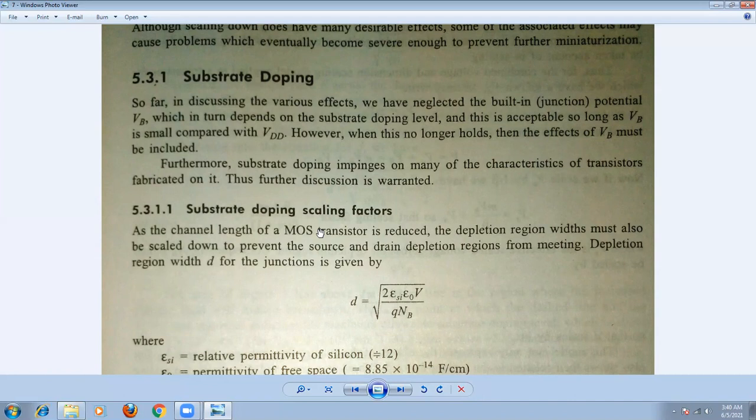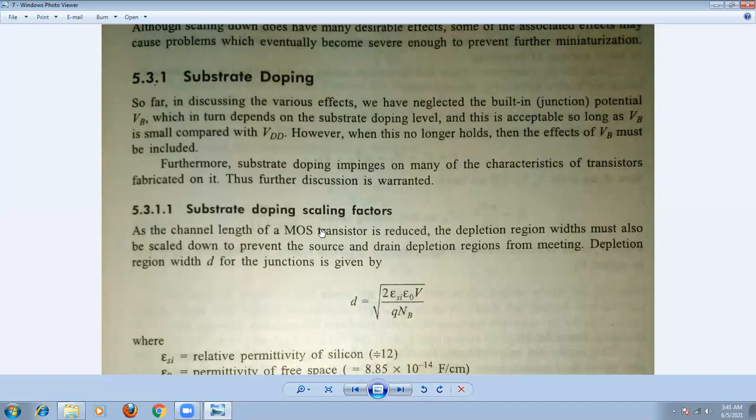Our aim is to scale down the depletion region, because in the MOS structure we have two different layers which join together, and a PN depletion region exists between the two different materials. So we have to take care of the depletion region width. Whenever the channel length is reduced, the depletion region width also has to be scaled down. It is very important.